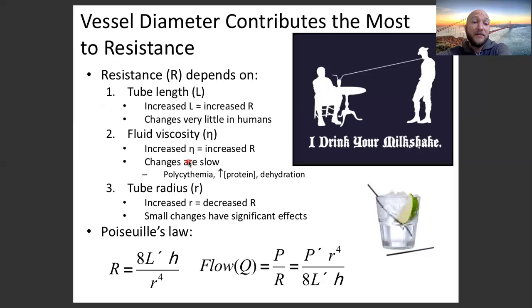Now, can fluid viscosity change? Absolutely. If you're really dehydrated, you're going to have thicker blood. If you have polycythemia, remember back to blood lecture what this is, an increased number of red blood cells, it's going to make your blood thicker. Smokers have thicker blood. And so fluid viscosity can change over time, but it's not a good way for us to control flow.